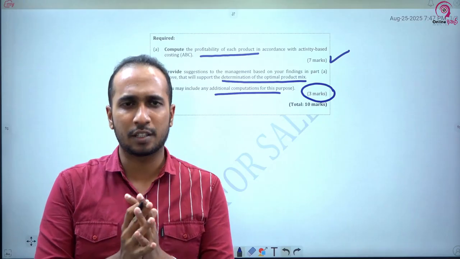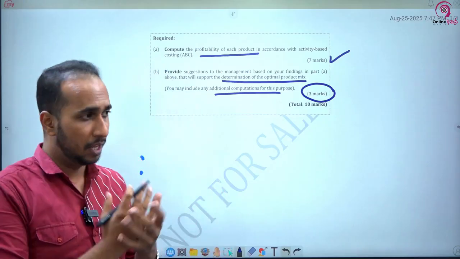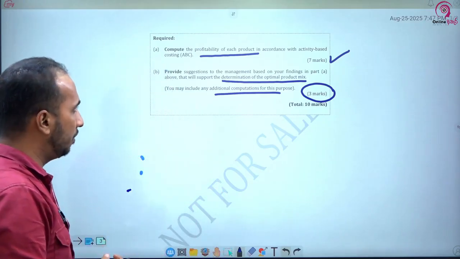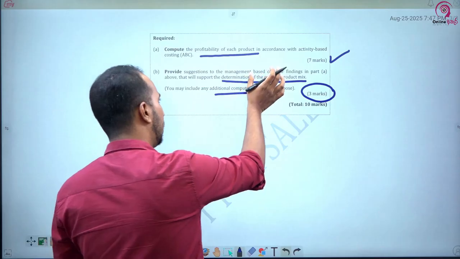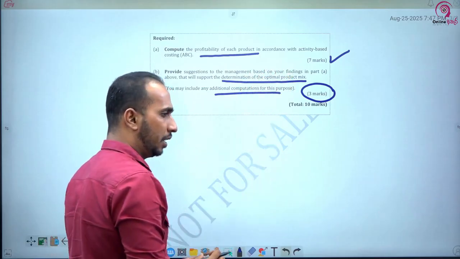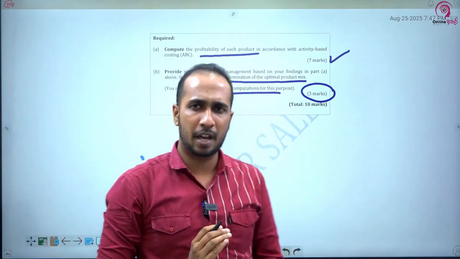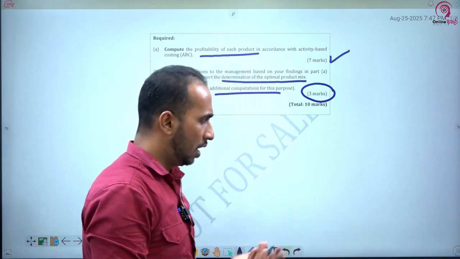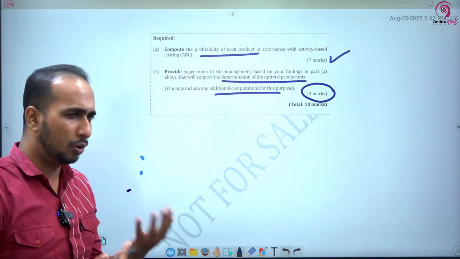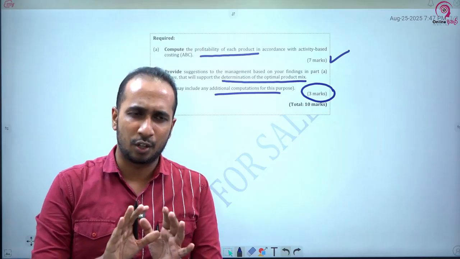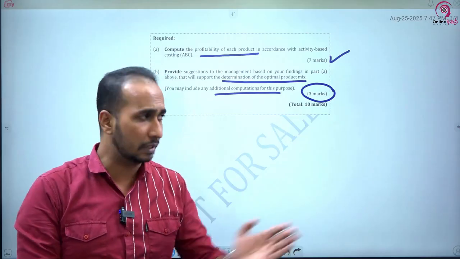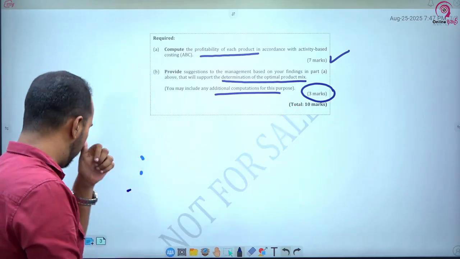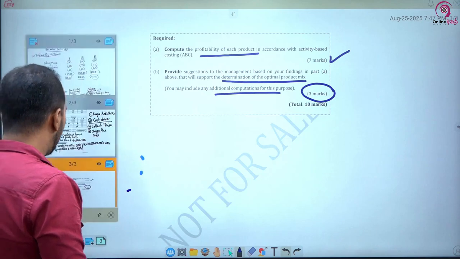What suggestion? You have to present an improvement suggestion: what is the optimal product mix in your organization? That is the expectation in this question. So you have to do some explanation here, and don't do a lengthy explanation because it is just for 3 marks. You can easily take it.